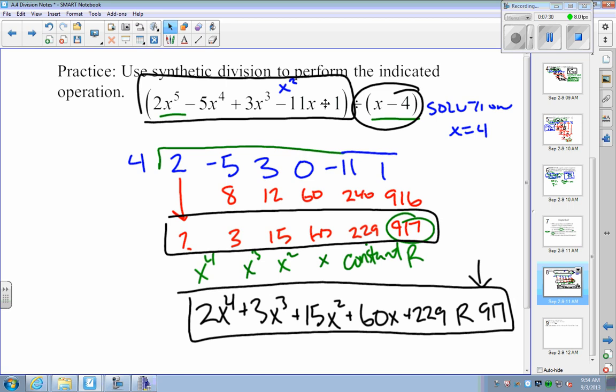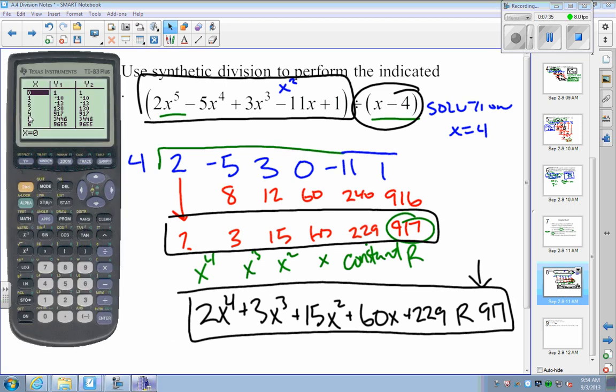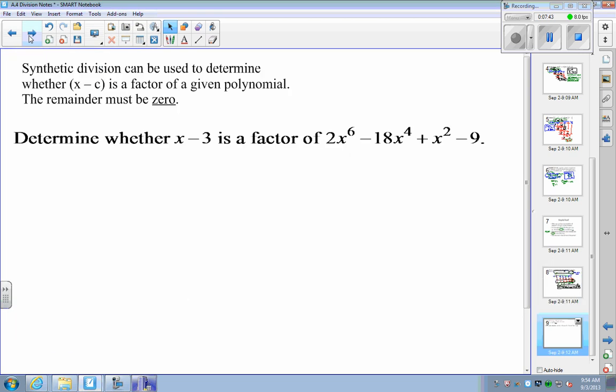Synthetic division lets us basically solve equations. Okay? If you go to a 4, we get 917. That's what our remainder is. Okay? It is not a solution. Synthetic division lets us figure out whether or not things are solutions.